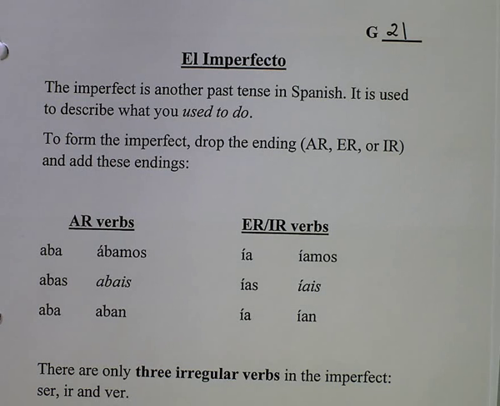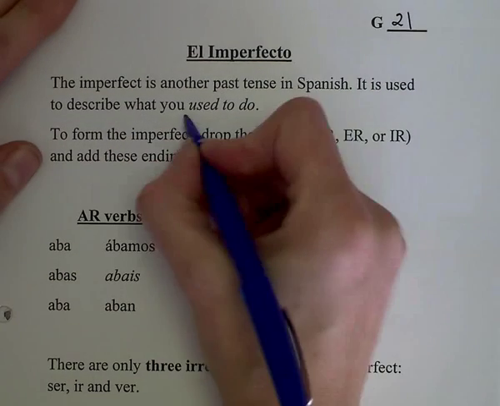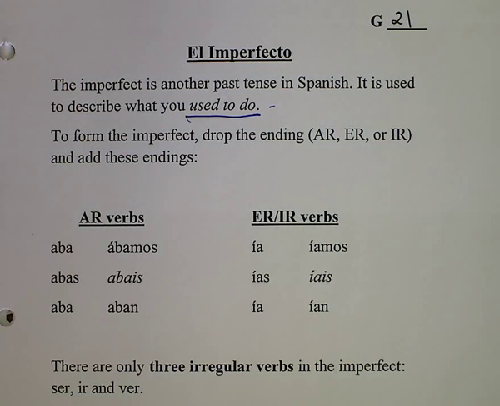What is this form even for? Imperfecto is the past tense, just like preterite is the past tense, pretérito. We use them both when we're talking about the past. Imperfecto is used when we want to describe what we used to do. So it's a different type of past tense. We're going to do a little bit more exploration of that today.